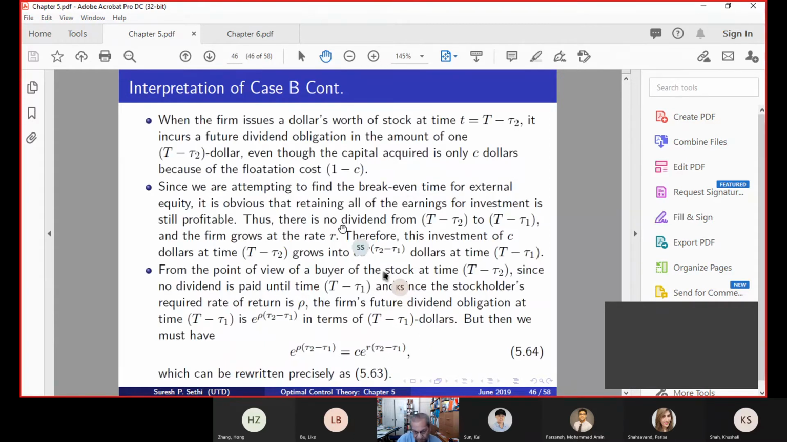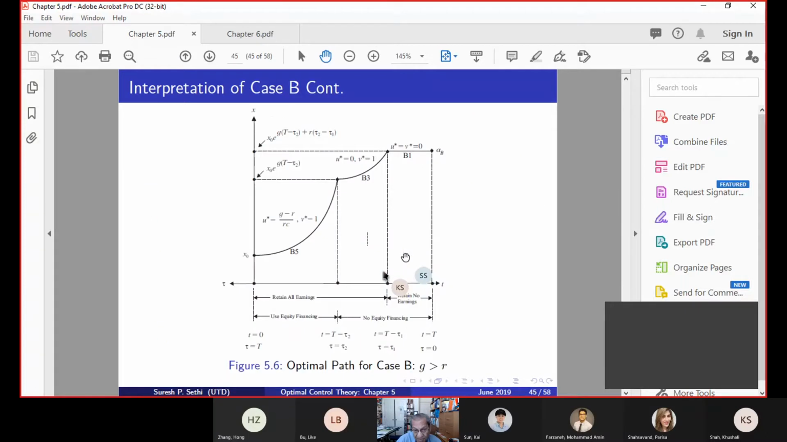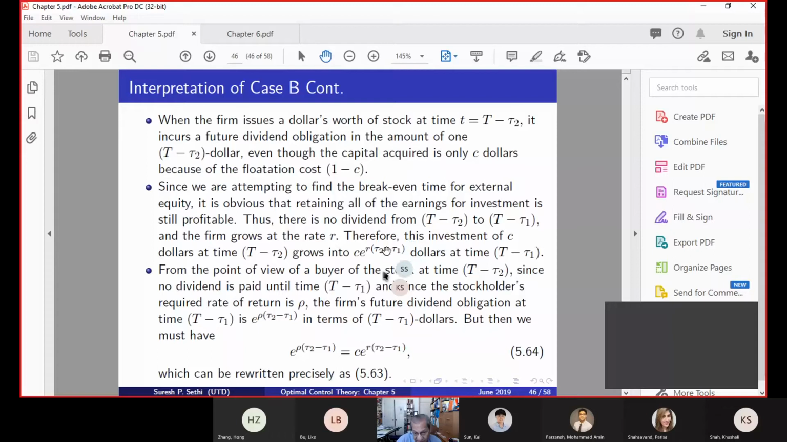So see what's going on. This investment of C dollar grows into this amount of money at tau 1 because it is earning at the rate R. So this is the initial value of C dollar at time tau 2, earning the rate R for tau 2 minus tau 1 amount of time. That means it is earning the rate R from here to here. And if it's earning rate R to here, then that is the value at this point, and that value should be equal to what?